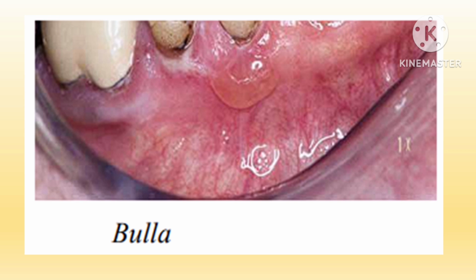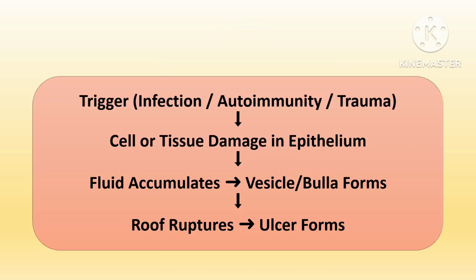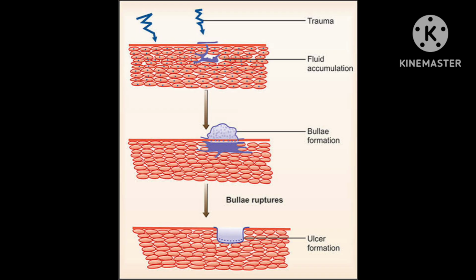All these lesions form through a common pathway. It usually begins with triggers such as infection, autoimmune reaction, or trauma. This trigger leads to damage in epithelial cells or tissues of the oral mucosa. As a result, fluid collects beneath the damaged surface, forming a vesicle if it is small or bulla if it is larger. Over time or due to friction, the roof of the blister may rupture, leaving behind a painful ulcer. So vesicles and bulla are often precursors to ulcers, depending on the extent and location of the tissue damage.